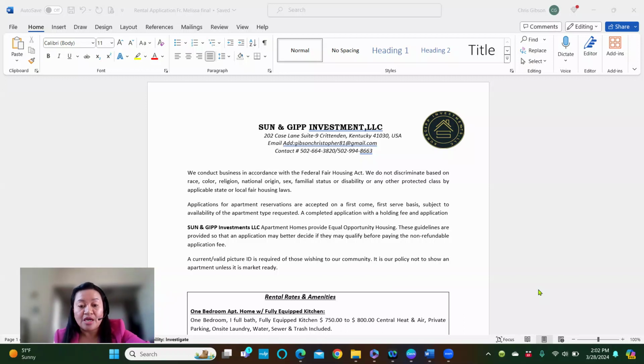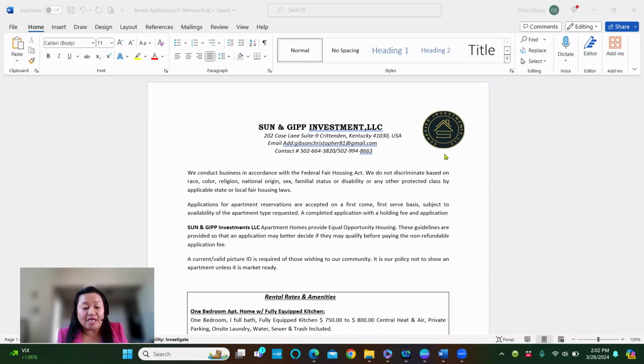Here's the form that I use for any of my applicants. Here is my heading, my business name, the address of the property, the email address, the contact number, and the logo. The logo is the title of my company. I always put a logo in any documents that I use, because I am entitled to that, so nobody can imitate or get that form from you.